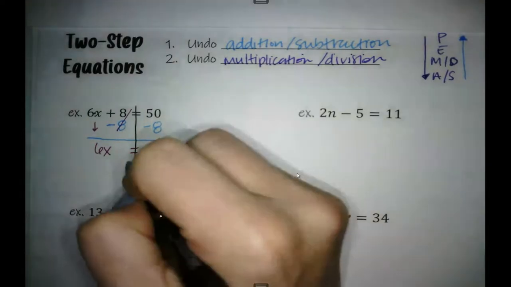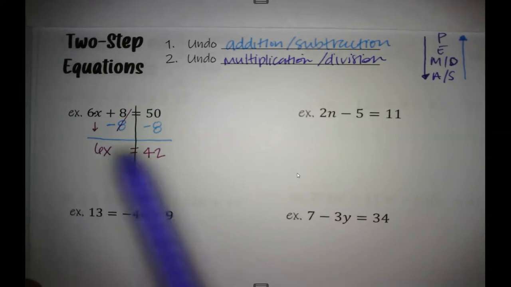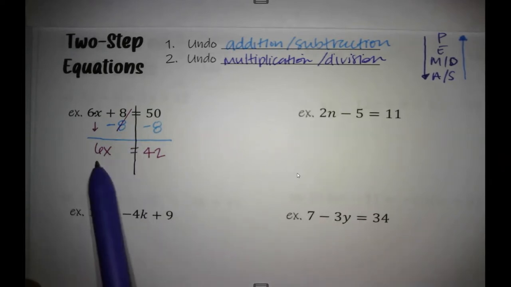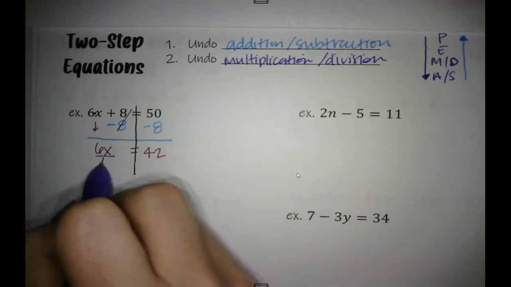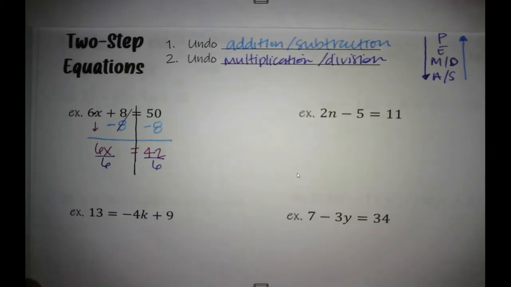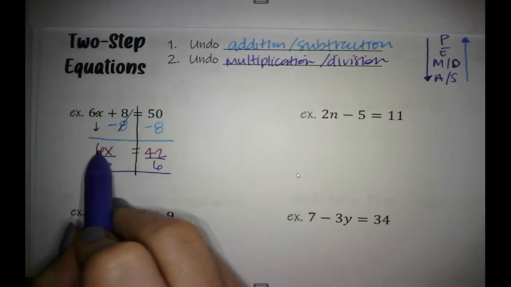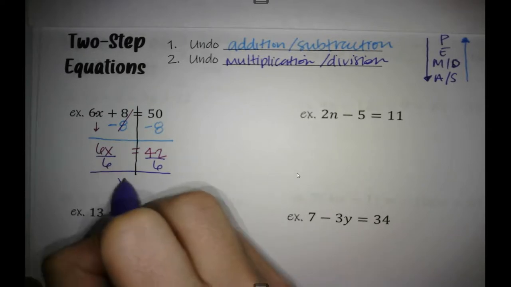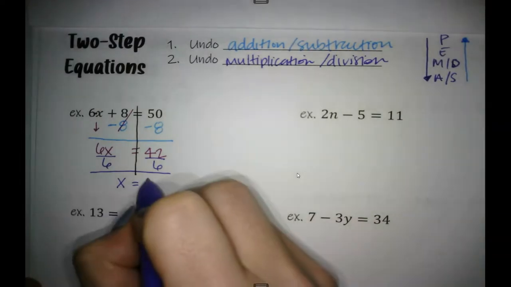Okay, I'll draw my wall a little bit better. Now I can handle this multiplication right here, because that's the next step. We took care of the addition, now the multiplication. What's the opposite of multiplication? That's division. So I'm going to divide both sides by 6. Both sides, what happens on one side happens on the other side. So 6 divided by 6 is 1, and remember we said that we can just leave that off. It's an understood 1x. Equals, and 42 divided by 6 ends up being 7.